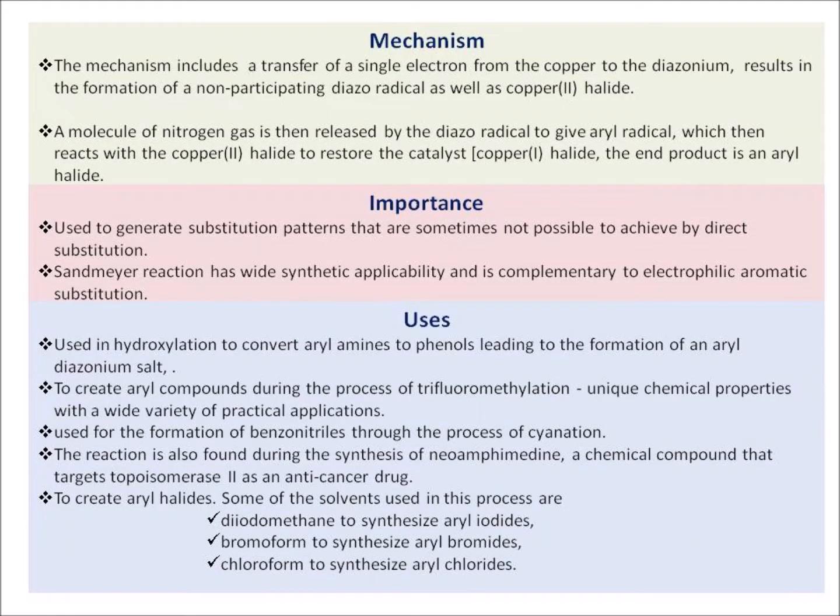The mechanism of Sandmeyer's reaction includes a transfer of a single electron from the copper(I) to the diazonium, resulting in the formation of a non-participating diazo radical as well as copper(II) halide. A molecule of nitrogen gas is then released by the diazo radical to give an aryl radical, which then reacts with the copper(II) halide to restore the catalyst, that is copper(I) halide. The end product is an aryl halide.